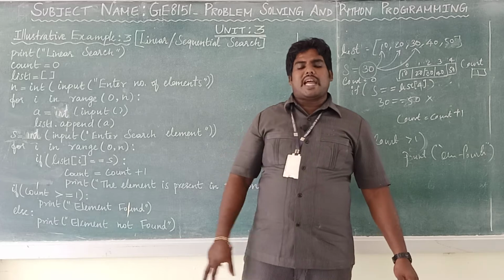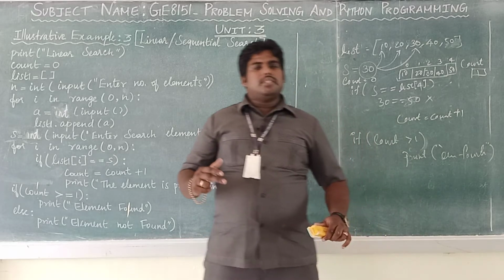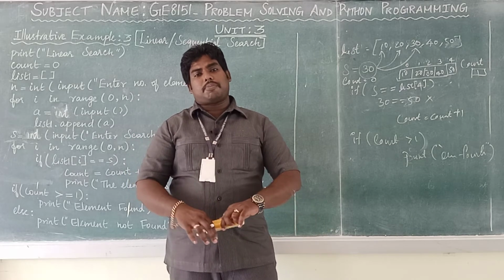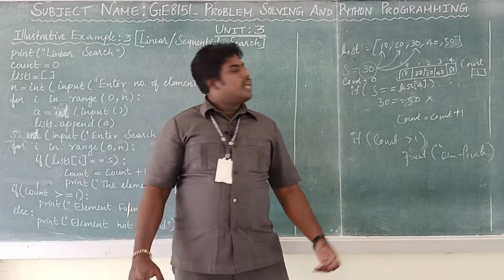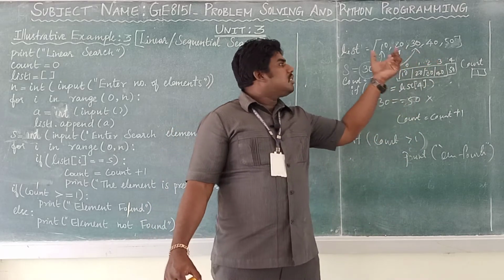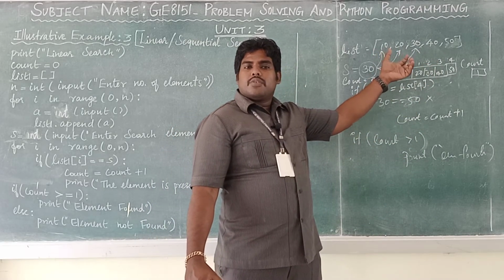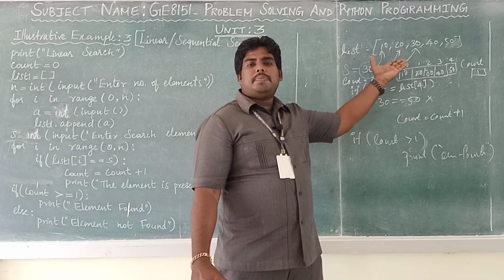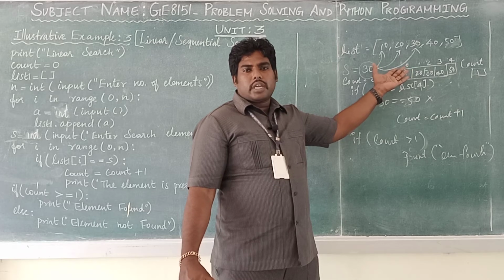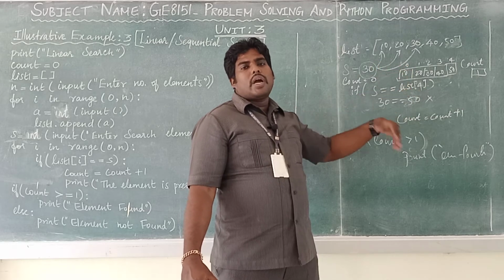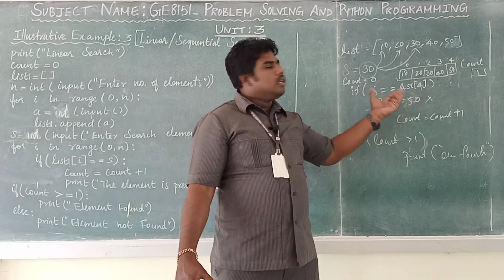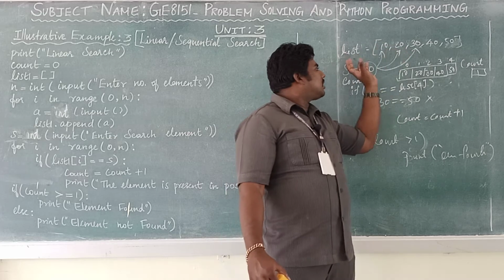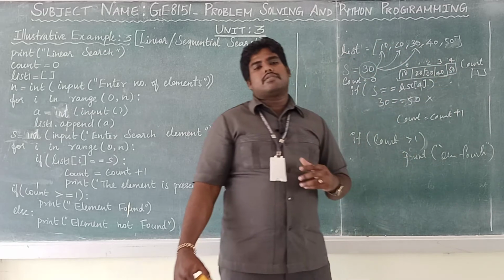What's the difference between static and dynamic? Static means before executing the program, while writing your program itself, I am fixing the values. These values cannot be changed. Even if you execute the program 50 times, you get the same answer. Why? Your input is the same. I can't change it while executing the program. So while writing the program itself, the list values are fixed. This is static.